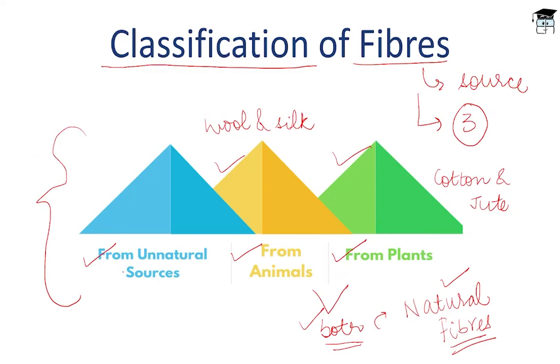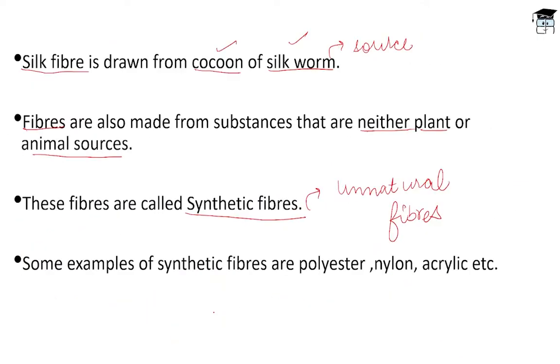Similarly, here I can write synthetic fibers. Right? Okay. Some examples of synthetic fibers are polyester, nylon, and acrylic. So, what are the examples of synthetic fibers? Polyester, nylon, and acrylic. These fibers are man-made.